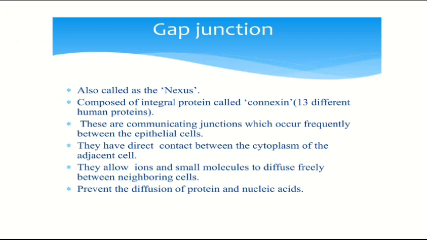Gap junction. They are also called the nexus, composed of an integral protein called connexin. In humans, 13 different connexin proteins are available. These are communicating junctions which occur frequently between the epithelial cells. They have direct contact between the cytoplasm of the adjacent cells. They allow ions and small molecules to diffuse freely between the neighboring cells, and they also prevent the diffusion of proteins and nucleic acids.